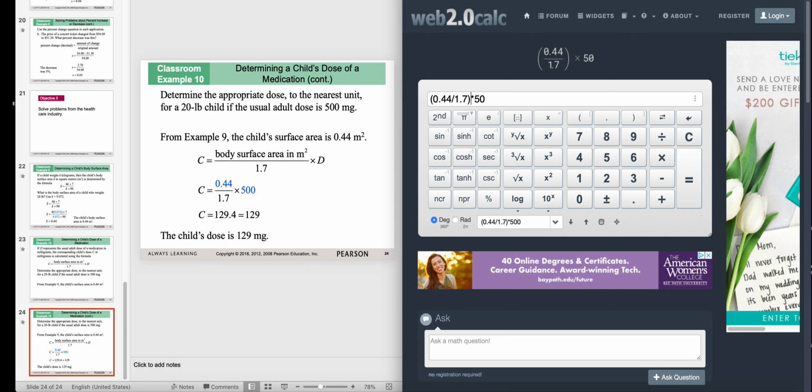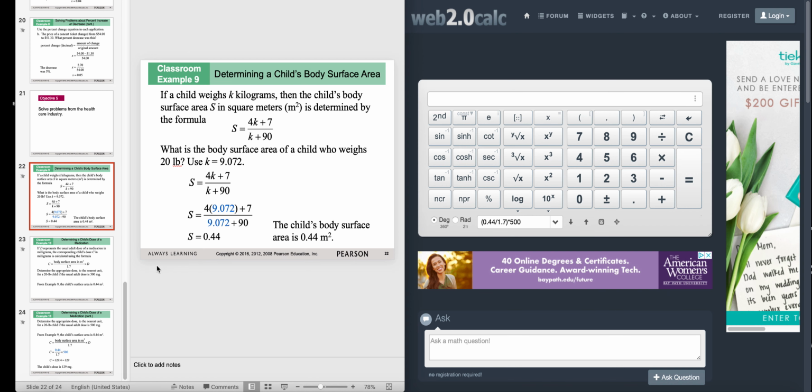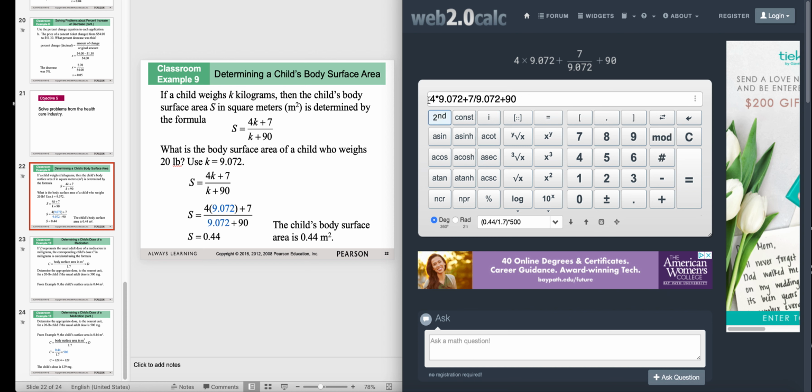Let's take a look and see what would happen if I didn't use parentheses correctly here. In this case, it would still give me the right answer, but in the previous situation, when I go back to that one, an inappropriate use of the calculator parentheses is going to cause some problems. So if I do 4 times 9.072 plus 7 divided by 9.072 plus 90, look at the top. This doesn't look anything like this calculation, and that's because I'm not using those parentheses.